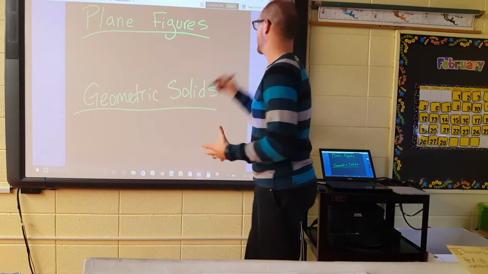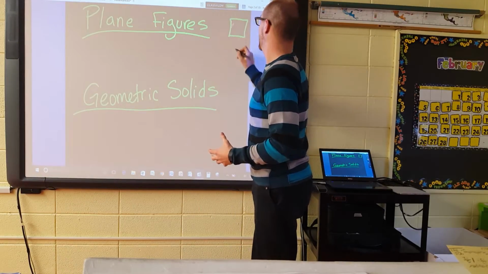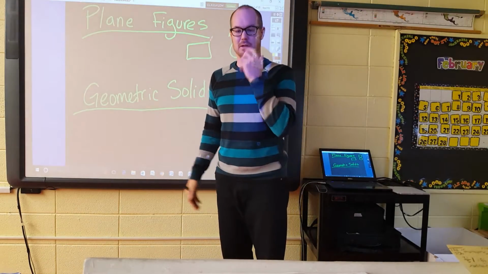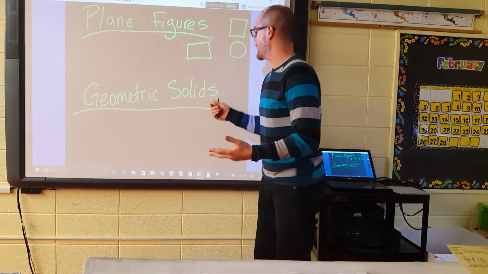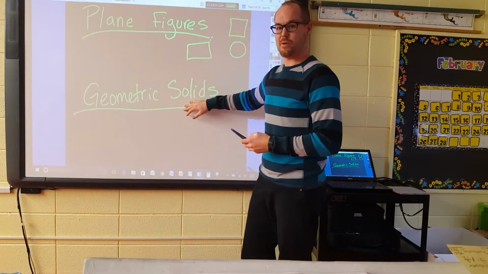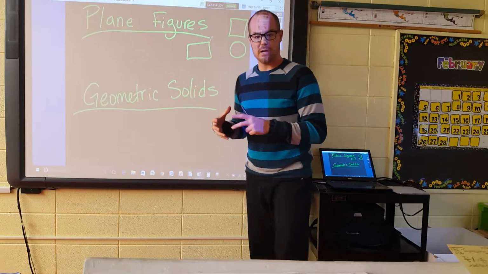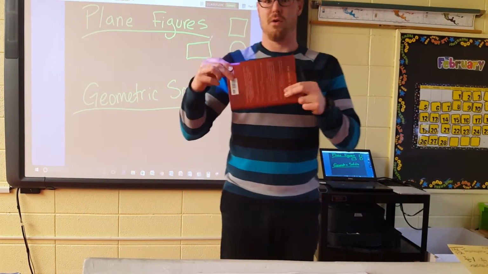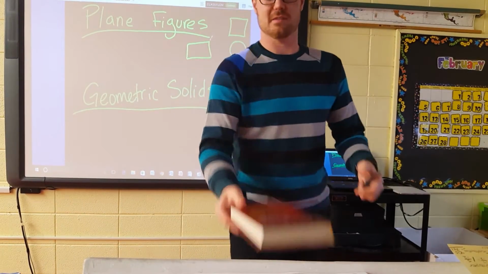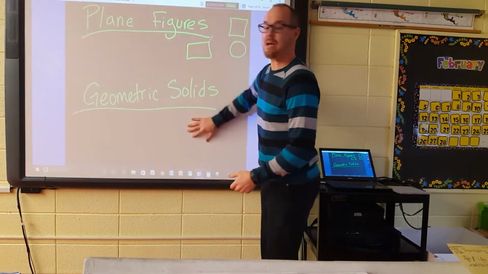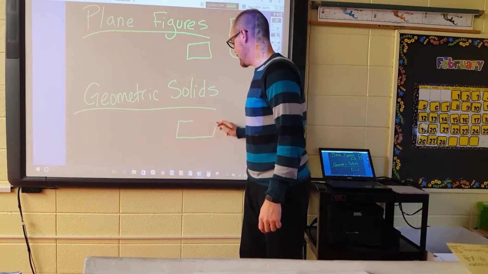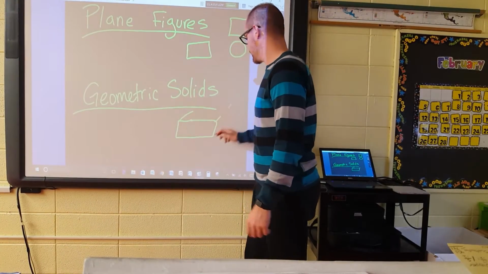Those are two-dimensional figures like a square or a circle, a rectangle, a parallelogram, all of those different plane figures that we've talked about. Geometric solids is the focus for today. Those are three-dimensional objects, like a book. Okay, it actually takes up space. It doesn't fit on a flat plane or flat surface. So some examples, like the book, that would be a rectangular solid.